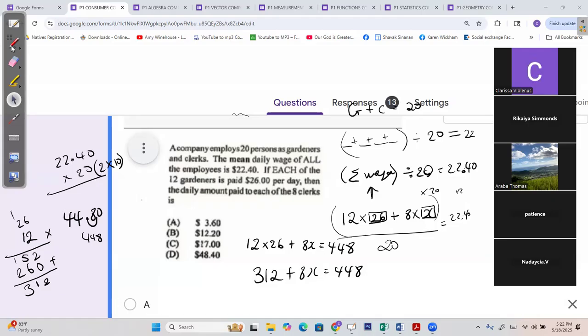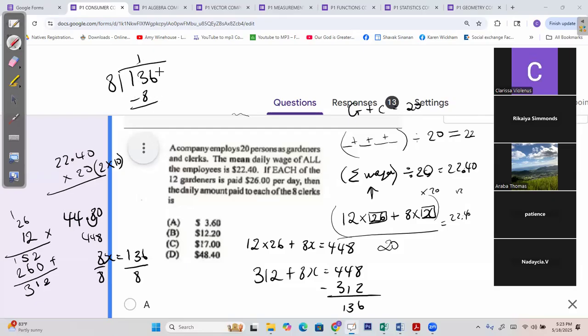So we're going to end up with 8x is equal to, you subtract 312 from 448. That's an easy subtraction. So that's 6, that's 3, that's 1. So that's 136. So what do we do next? We divide by 8 on both sides. So let's go 136 divided by 8. 8 can go into 13 once, 8.